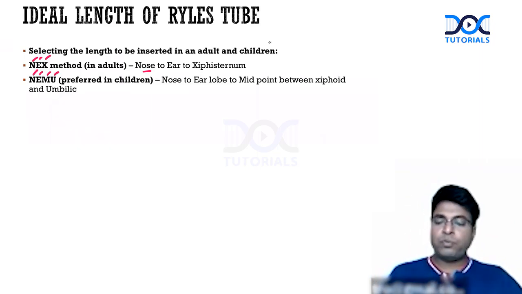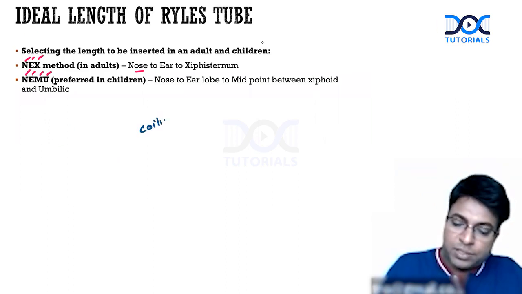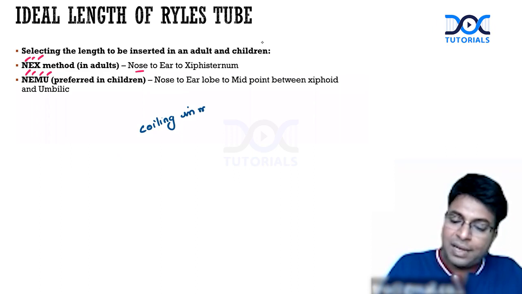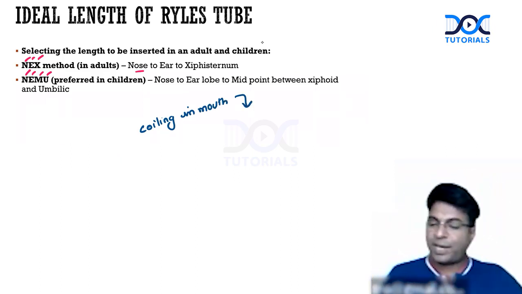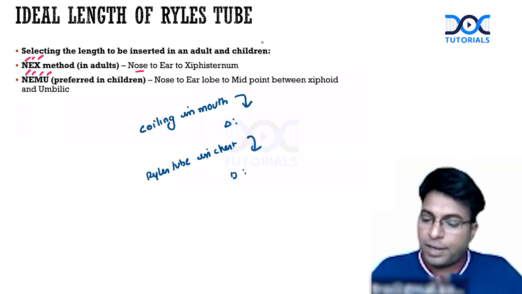Okay. So when a Ryle's tube is inserted, it is coiling in the mouth. What is your diagnosis? When I'm putting the Ryle's tube through the nose, it is coming out through the mouth. What is the diagnosis? Ryle's tube is in the chest. What is your diagnosis? Yes, very good.